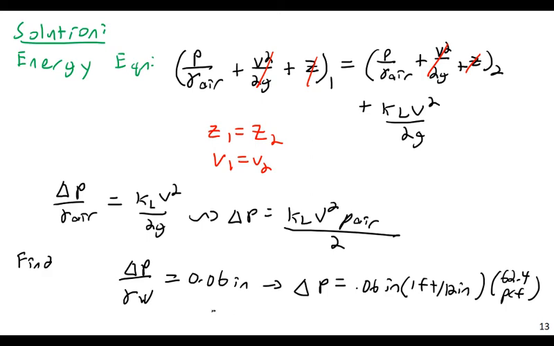So this means that our delta P, our drop in pressure, is going to be 0.312 pounds per square foot. So the real devil of this problem is going to be our unit conversions. And then I want to solve for KL in the energy equation.